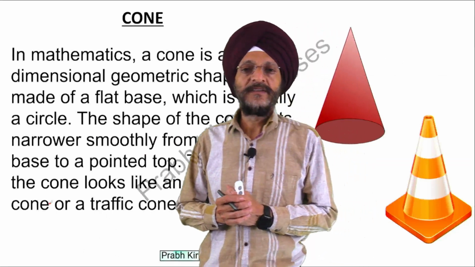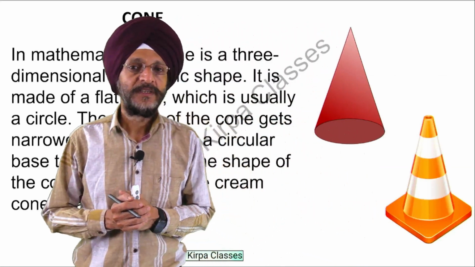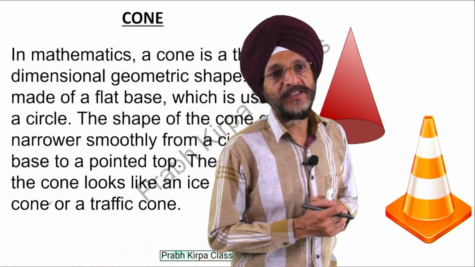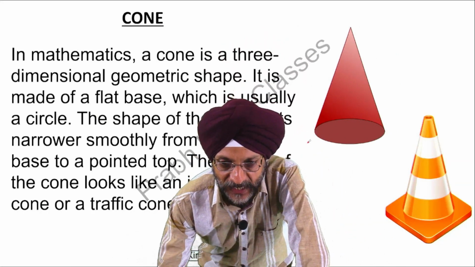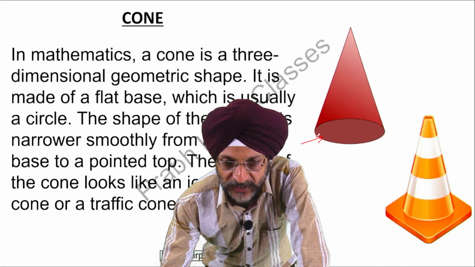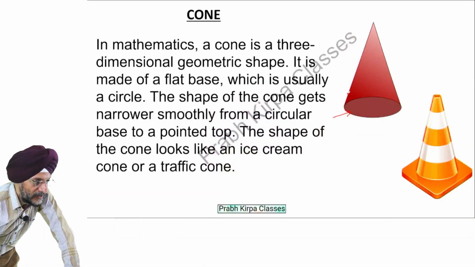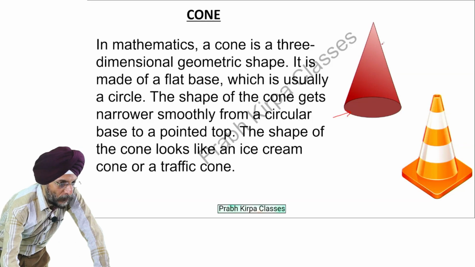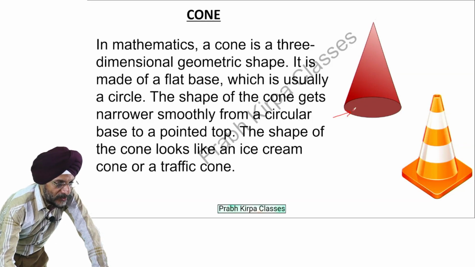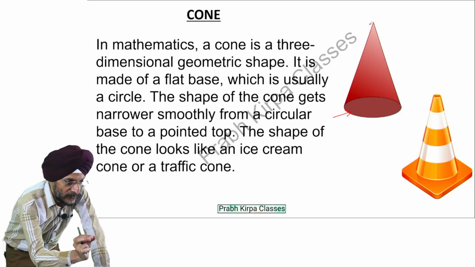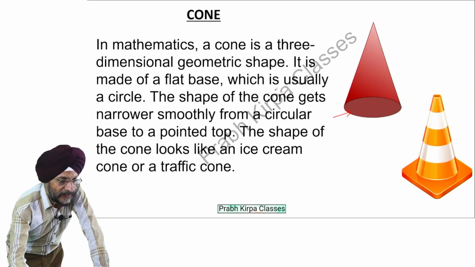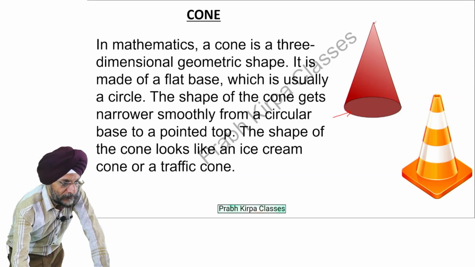Now we will understand what is the meaning of cone. A cone is a three-dimensional geometric shape. It is made up of a flat base which is usually in the shape of a circle. The shape of the cone gets narrower smoothly from the circular base to a pointed top. You can see that the shape of the cone is slowly getting narrower and it is forming a pointed top.